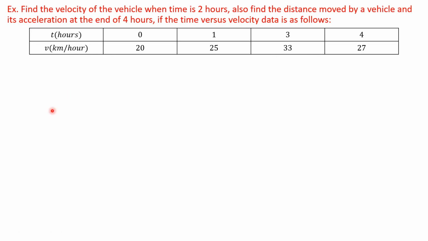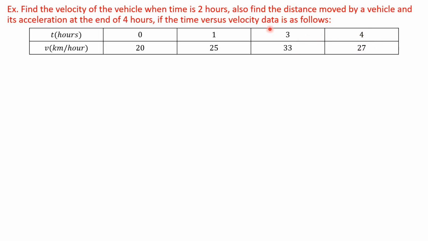Here we have to find the velocity of the vehicle when time is 2 hours. Also find the distance moved by the vehicle and its acceleration at the end of 4 hours if the time versus velocity data is given as follows. So this is what is given. When time is equal to 0, velocity is 20 kilometers per hour. When time is 1 hour, velocity is 25 kilometers per hour. When time is 3, velocity is 33 kilometers per hour. When time is 4 hours, velocity is 27 kilometers per hour.